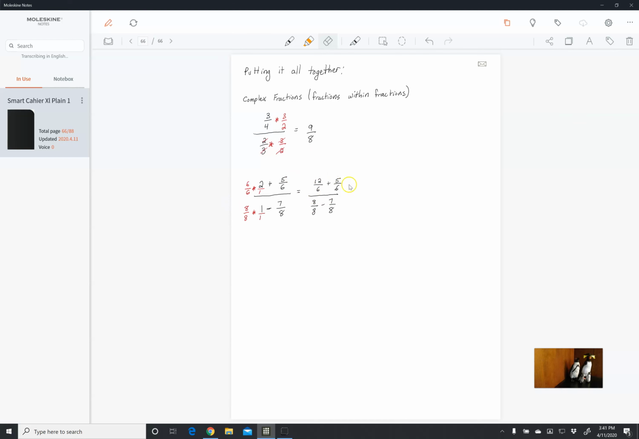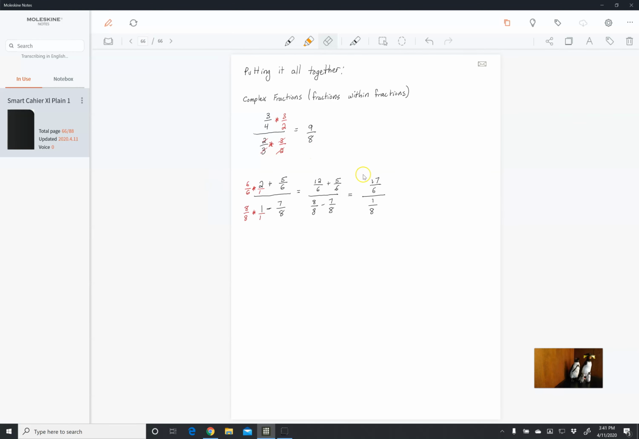And now we can combine these fractions. So we found a common denominator, and now we're ready to combine it so that we get one fraction in the numerator and one in the denominator. So 12 plus 5 is 17, so we get a 17 over 6. And 8 minus 7 is 1. So we get a 1 over 8.